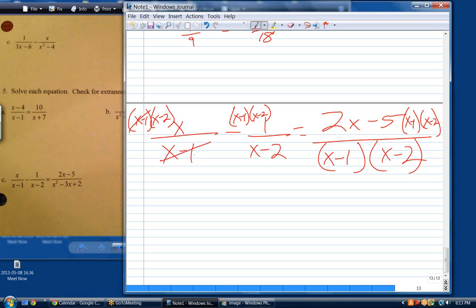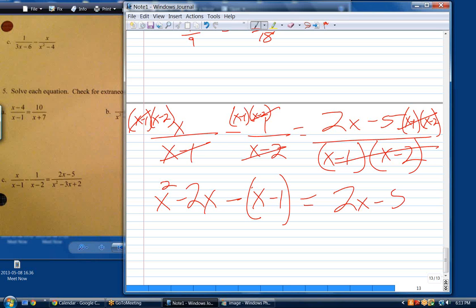This cancels with that, so I'm left with x times x minus 2, or x squared minus 2x. Oh, and then that one cancels. This cancels that, so I'm left with, in parentheses, x minus 1. Very important to put the parentheses there, otherwise you get the sign wrong on this number. And then on the right side, they both cancel with both, so I'm simply left with this.